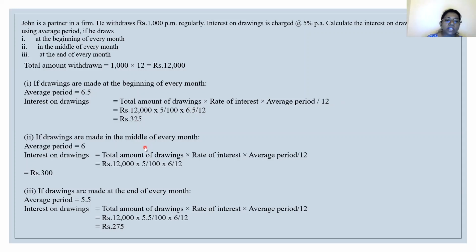If we withdraw in the middle of the month, then the average period would be 6 and the interest on drawing would be 300. If the drawings are made at the end of every month, then the average period would be 5.5 months and the interest on drawing would be 275. So normally it's a practical application of the equation with the amounts. So let's look at how we are going to record it.